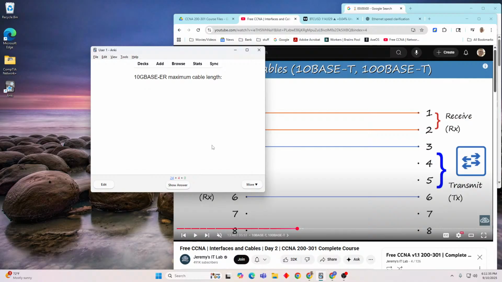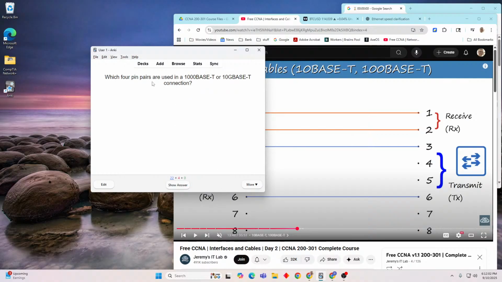100G base ER maximum cable length, 30 kilometers. What is the speed of a gigabit connection? Mega was 1,000. Gigabit would be 1 million. Gigabit would be 100 million. Next time I'm just going to say a gigabit.